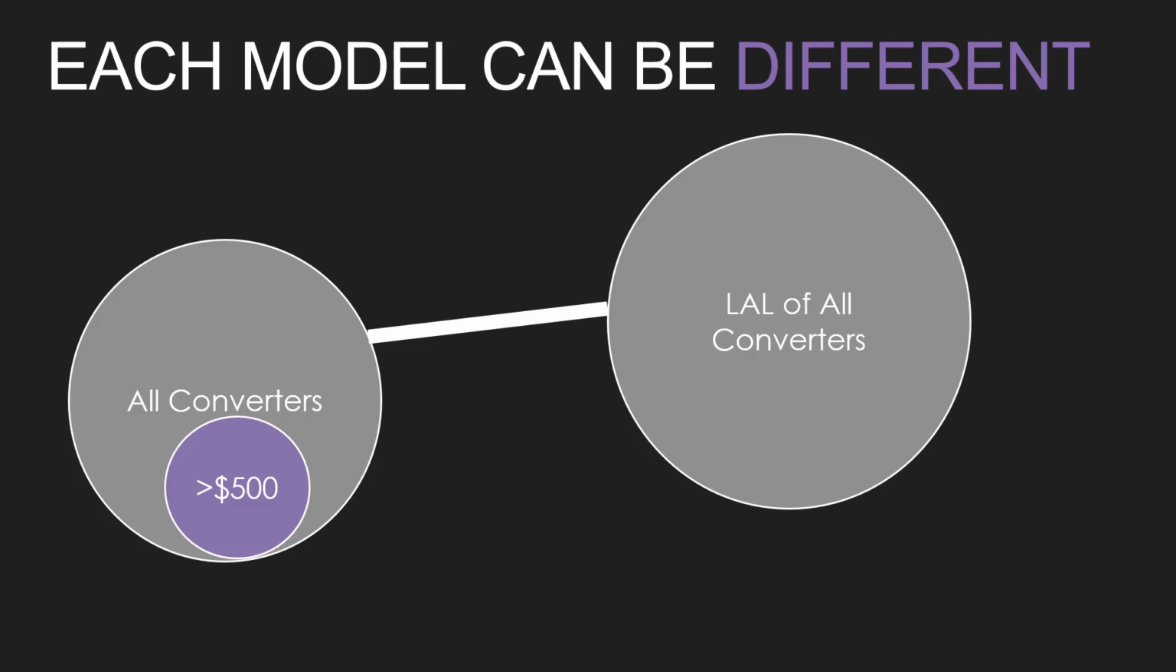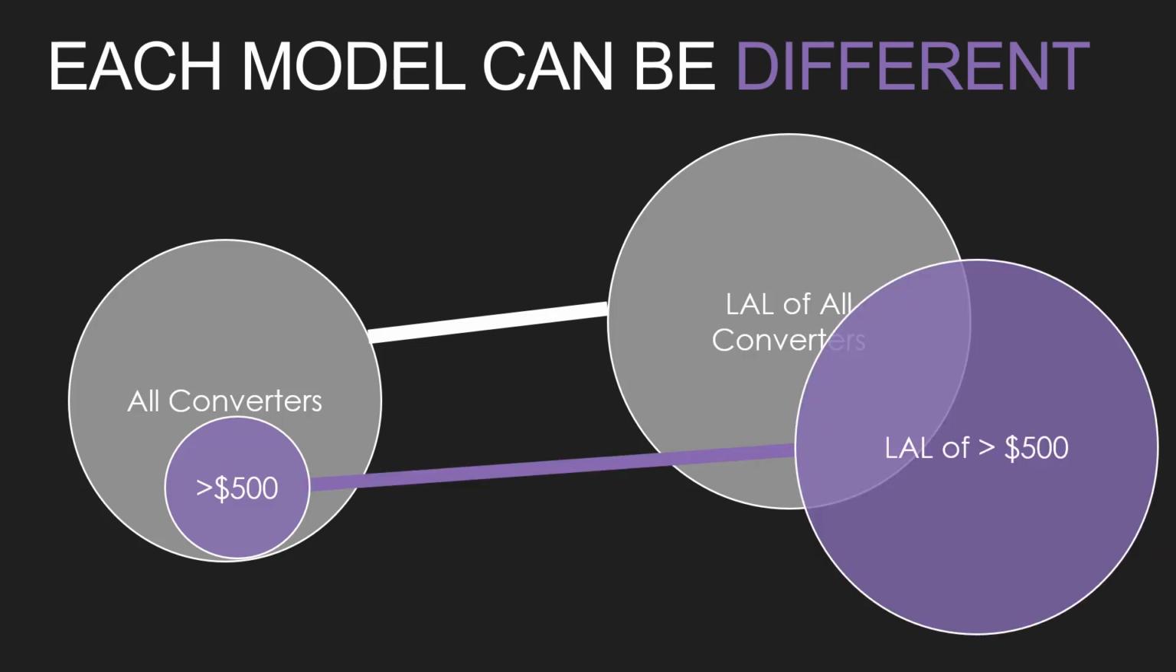Now, you might think that all of the users it's going to go find are going to overlap 100% with the lookalike of your all converters, but that's just not right. There could be a lot of different users out there who somehow have different markers that are more in line with those people who spent over $500 than the entire bucket of people on your website.